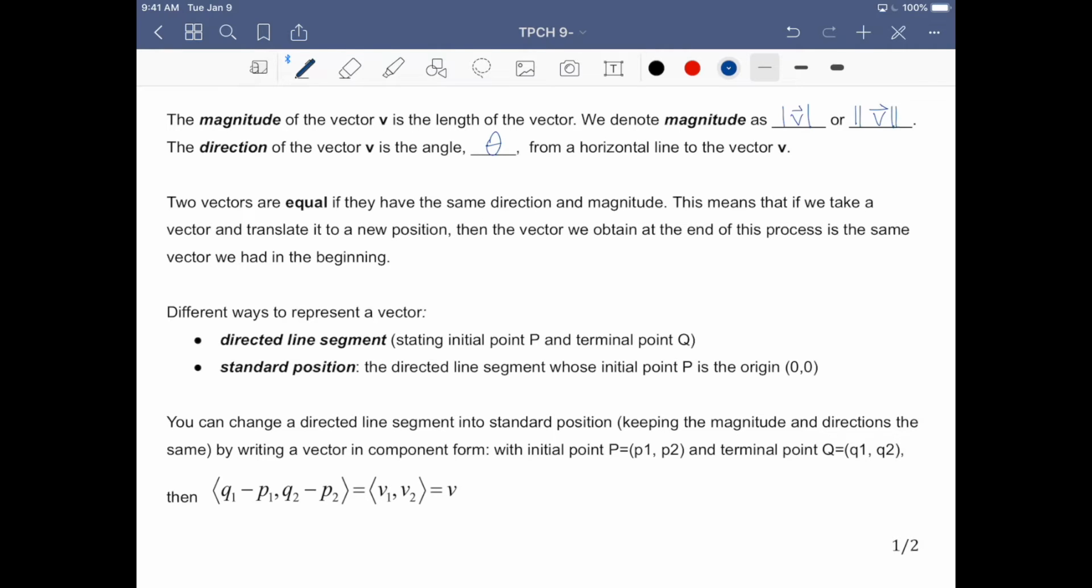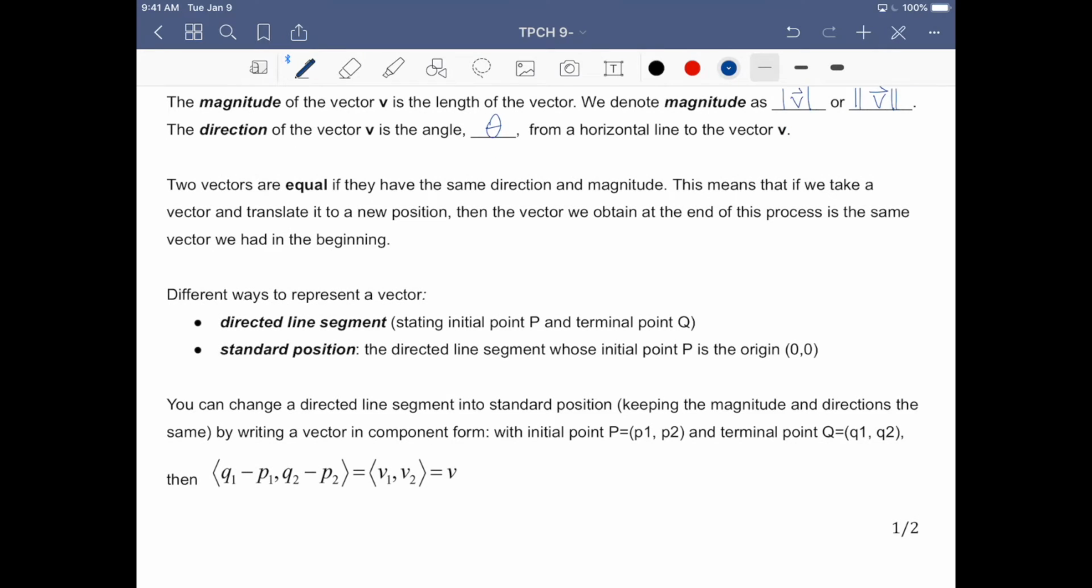Two vectors are equal if they have the same direction and the same magnitude. This means that if we take a vector and translate it to a new position, then the vector we obtain at the end of this process is the same vector we had in the beginning. Remember, translate means move left, right, up, or down. No rotations, no reflections.